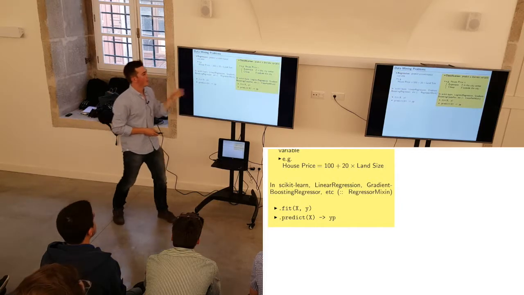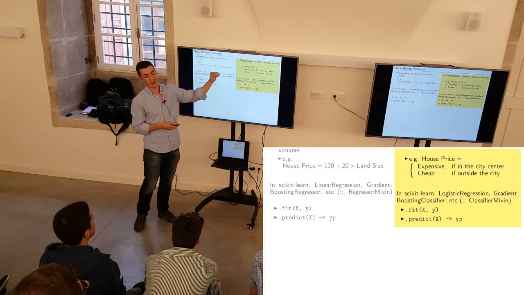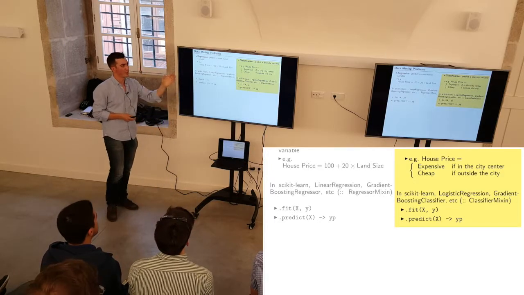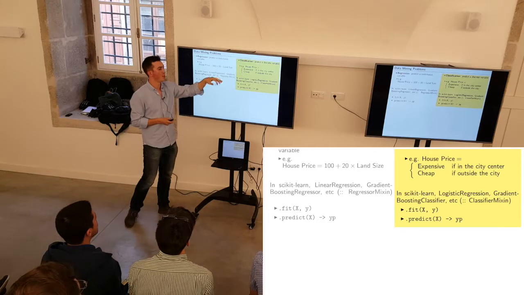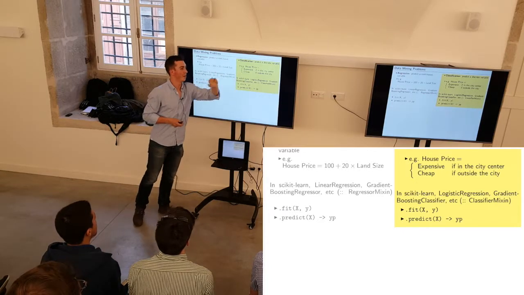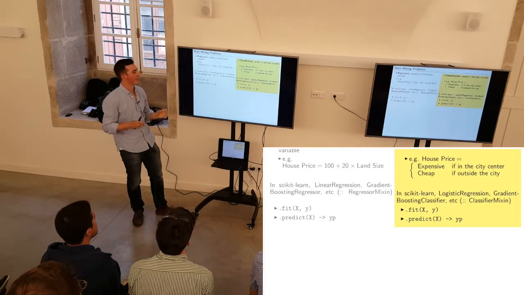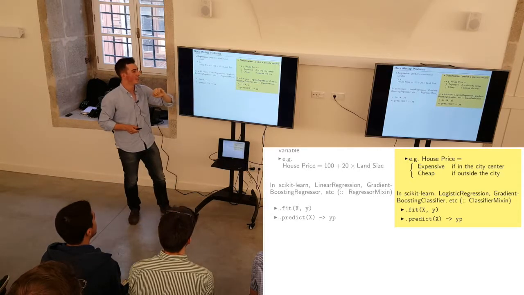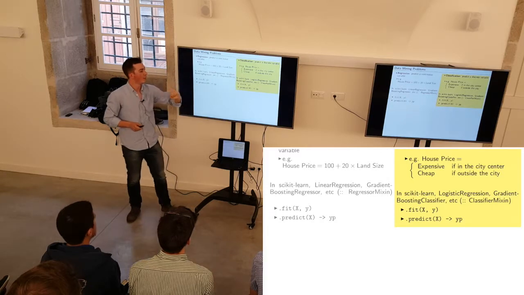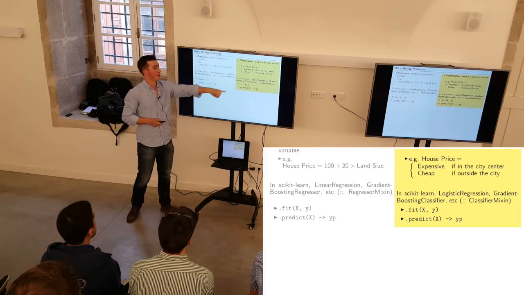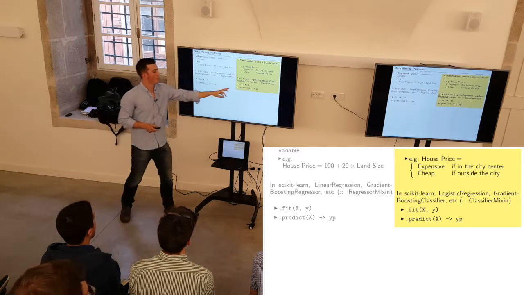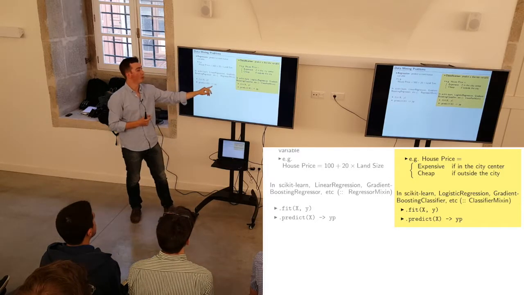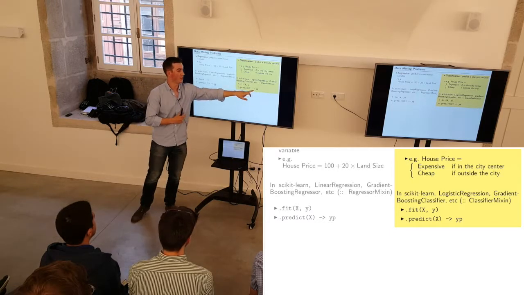There are other models. You can also have classification, where you want to predict a discrete variable. For instance, the house price can be expensive or cheap, depending on a variable like whether it's outside of the city or not. This derives from the classifier mixin. There are several objects for these kinds of things, and you also have the same methods. Only that predict gives you classes instead of giving you a numerical value, a continuous variable. This one is a discrete variable.